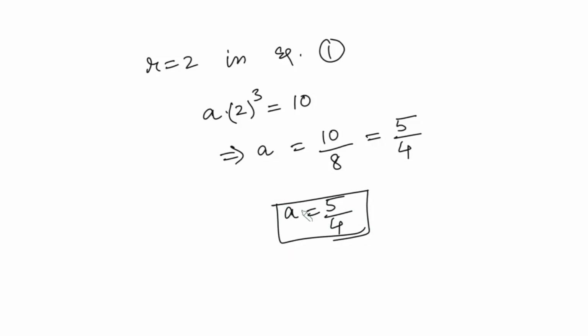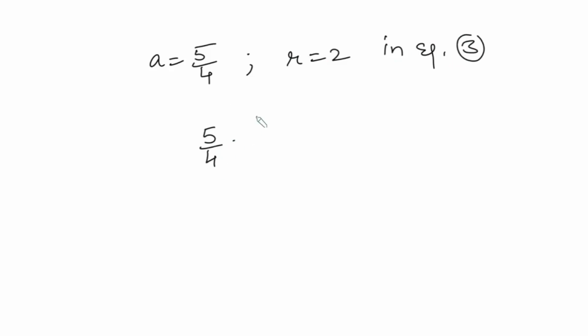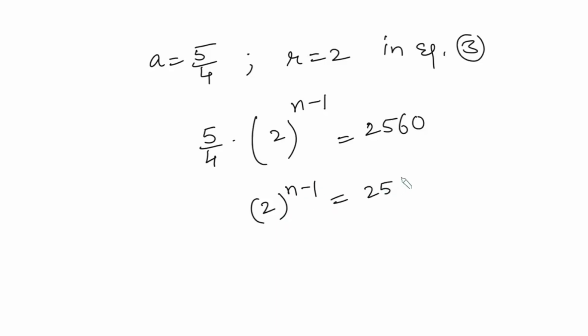We know the value of a is 5 over 4. We know the value of r is equal to 2. We can substitute these two values in equation 3. So using a equals 5 over 4 and r equals 2 in equation 3, we have 5 over 4 times 2 raised to the power n minus 1 is equal to 2560. We can simplify this further: 2 raised to the power n minus 1 is equal to 2560 times 4 over 5. So you're dividing both sides by 5 over 4.